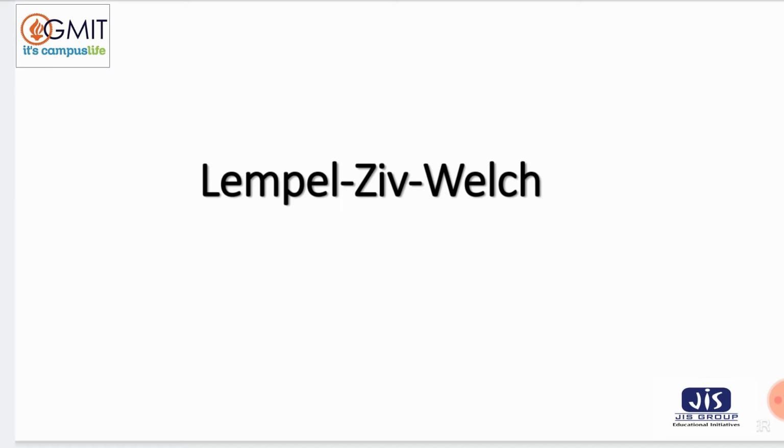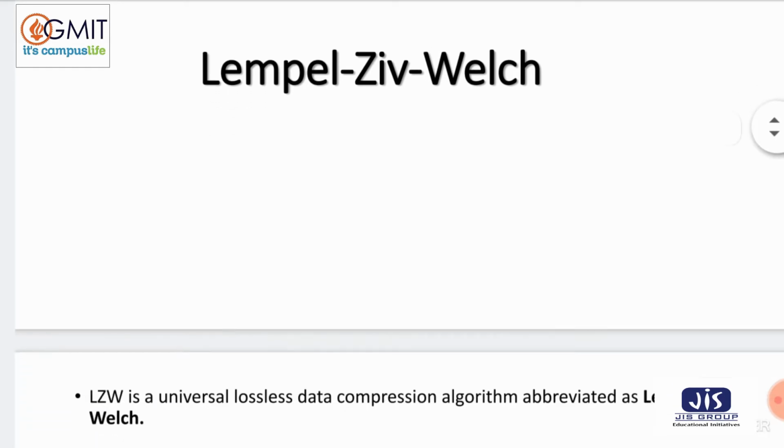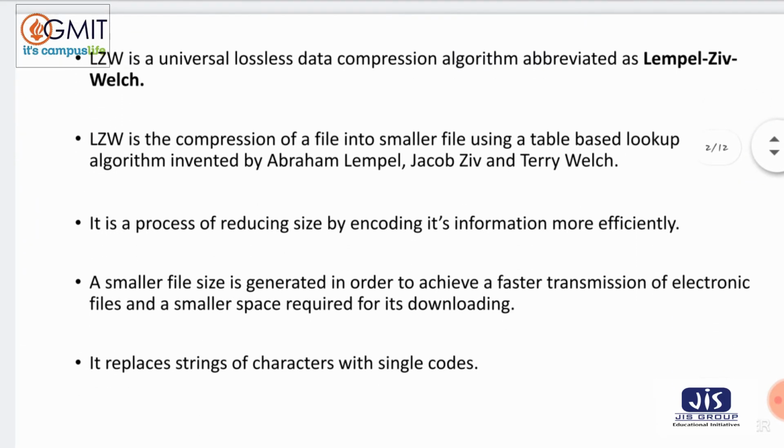It performs coding of groups of characters of varying length, like GIF, PDF, TIFF. These are examples of Lempel-Ziv-Welch. LZW is a universal lossless compression algorithm, abbreviated from Lempel-Ziv-Welch. LZW is the compression of a file into a smaller file using a table-based lookup algorithm invented by Abraham Lempel, Jacob Ziv, and Terry Welch. According to these three people, it is named the Lempel-Ziv-Welch, LZW, encoding technique.